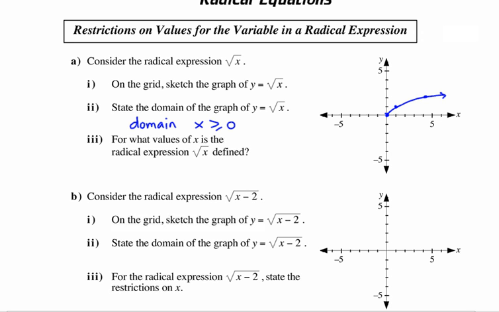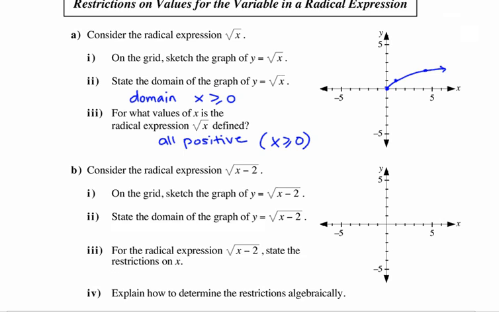For what values of x is the radical expression defined? Root x defined. Basically, because it's greater than 0, it's all positive values. The reason for that is because we cannot take a square root of a negative. It has to be a positive value, and that's why our graph is above 0 as well. So it's defined when x is greater than or equal to 0.